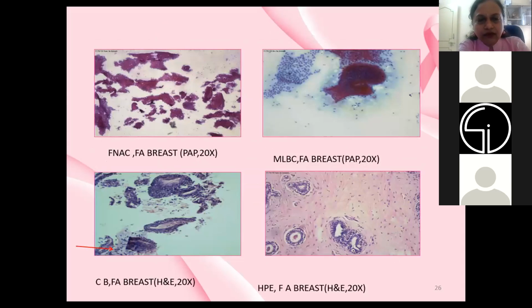So I'm trying to show in cytology what we tried to do in our setup. In the left upper hand corner is FNAC, that is a fibroadenoma breast, Pap stain. The right side is MLBC, fibroadenoma. The lower left side is a cell block of fibroadenoma breast. And all these are by regular stain. And the right side is confirmation by histopathology.